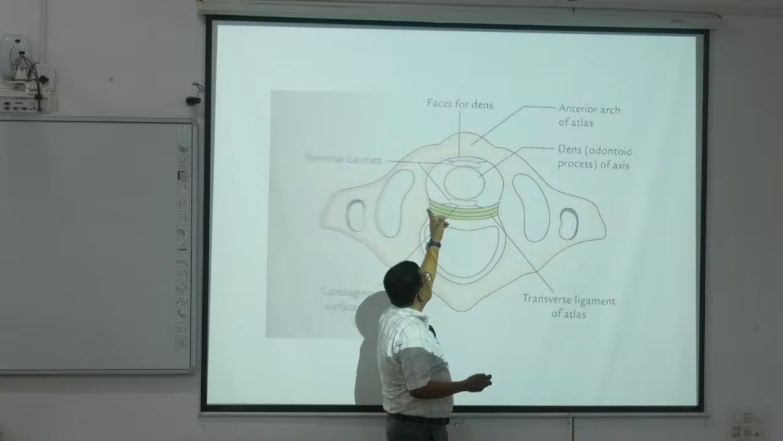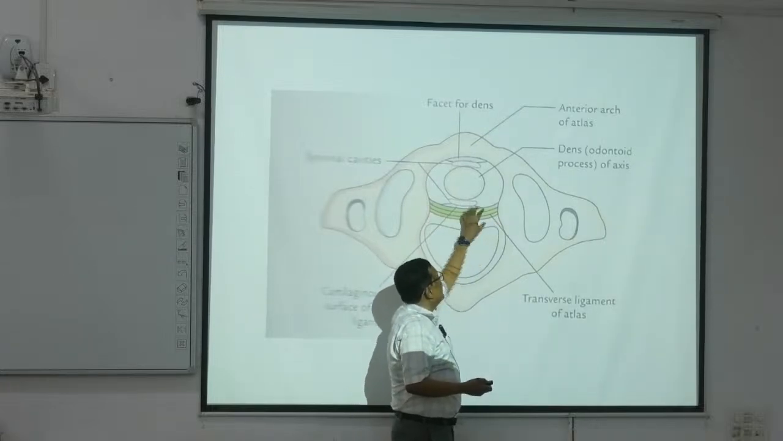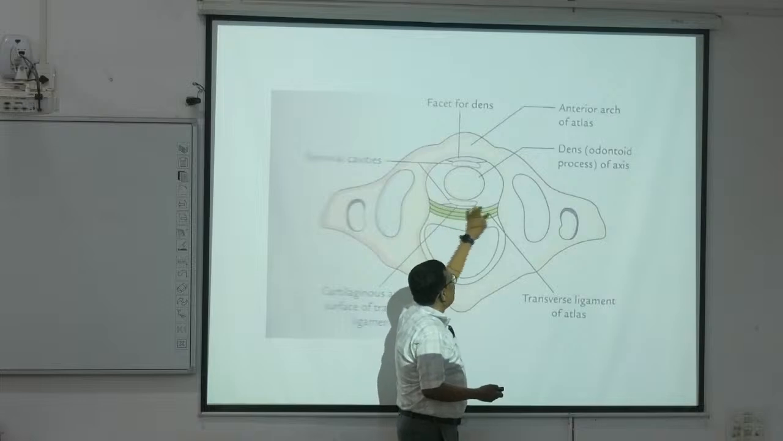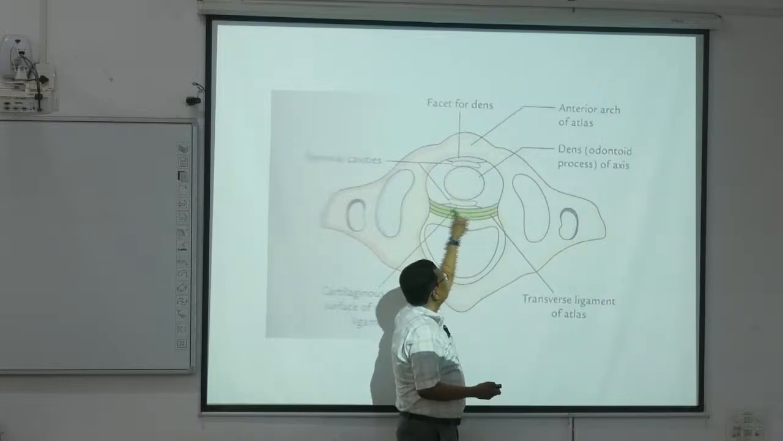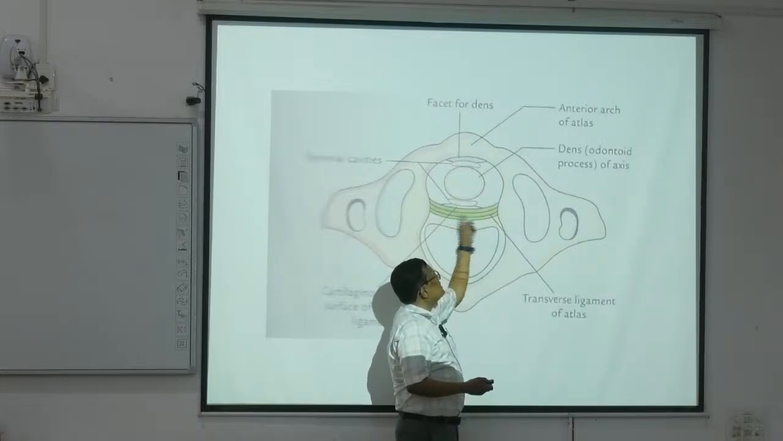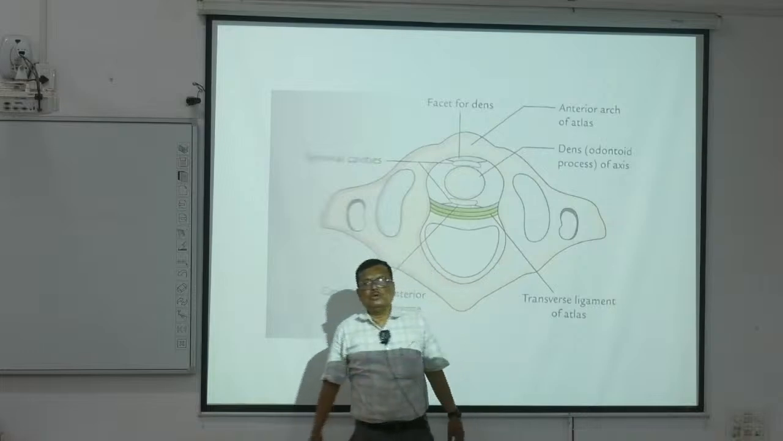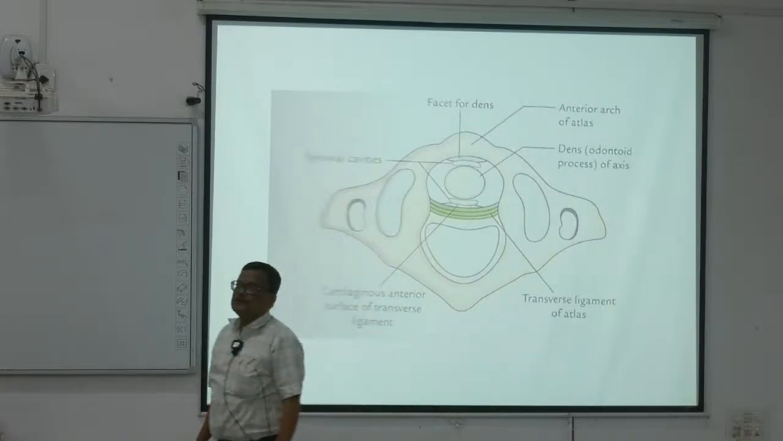On the medial surface there is a tubercle. One tubercle here and one tubercle here, and this fibrous band connects from one tubercle to the other. As it is transversely disposed, we call it the transverse ligament of the atlas.